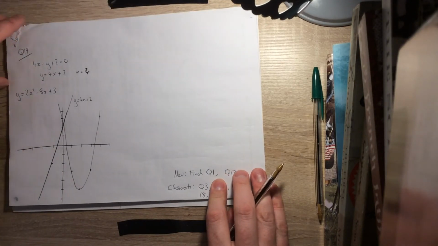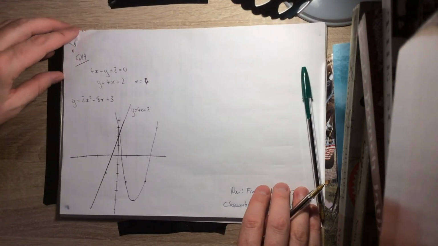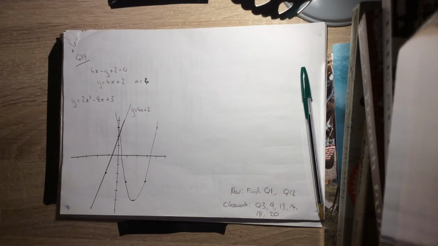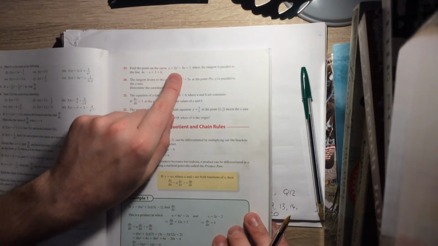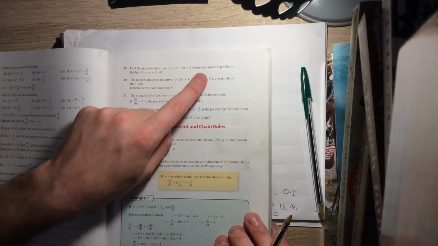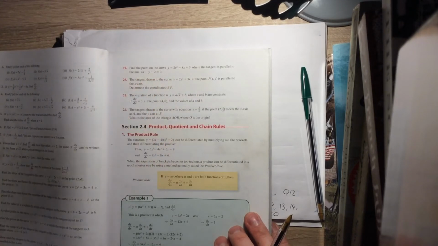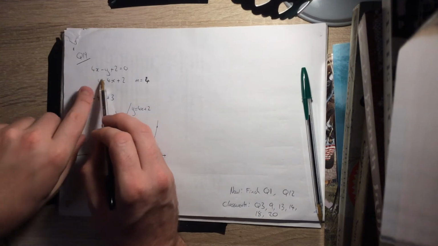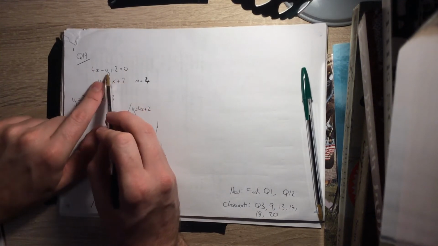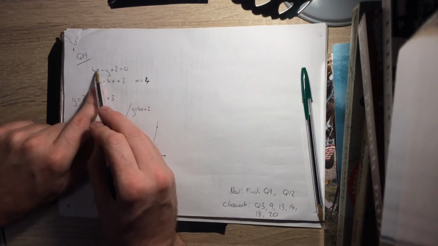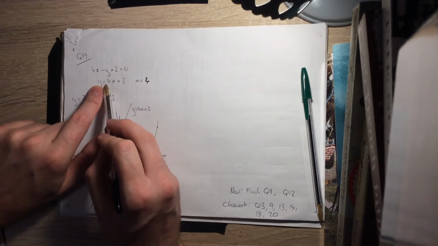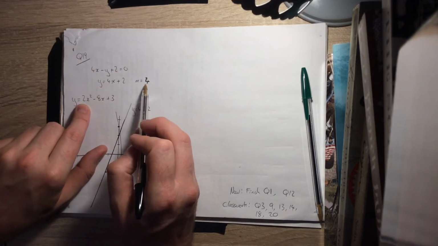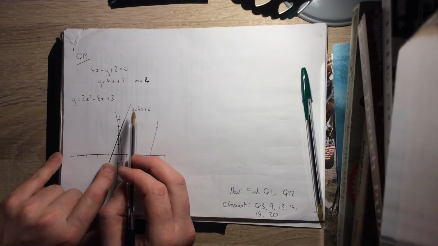Question 19 then is the last one we're going to look at. Question 19 says, find the point on this curve, 2x squared minus 8x plus 3, where the tangent is parallel to this line, 4x minus y plus 2 equals 0. So we'll start off with that line, 4x minus y plus 2 equals 0, which can be rewritten as y equals 4x plus 2. So from coordinate geometry, you can see the slope of that line is 4.